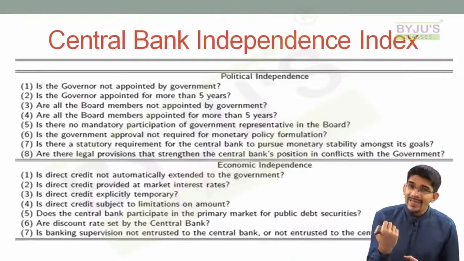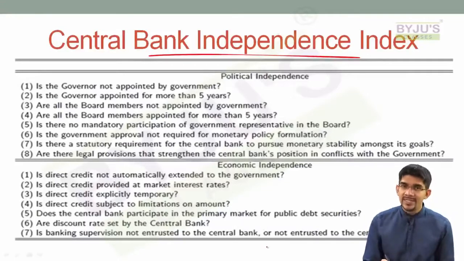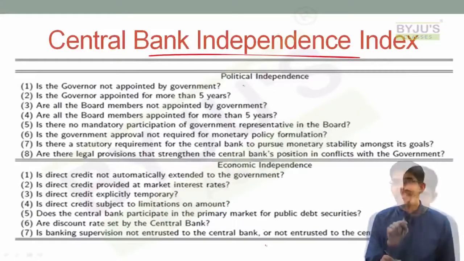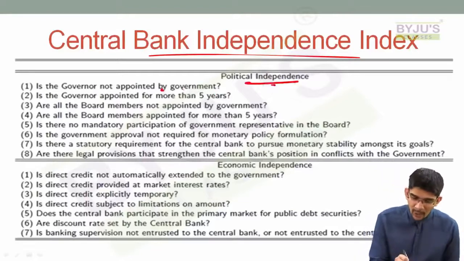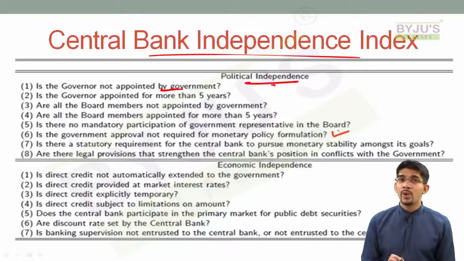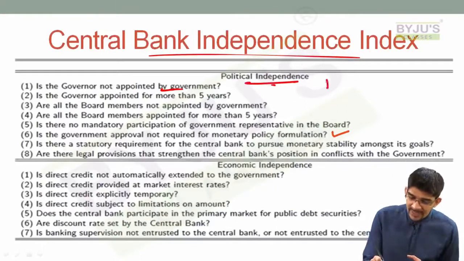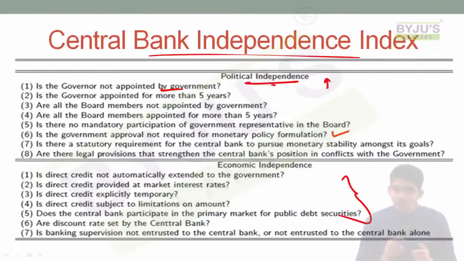So how do we measure central bank independence? We have a central bank independence index in which various questions can be asked to see if the central bank is independent or not. Political independence means appointment, etc. In political independence, the Indian central bank is not completely independent because appointment is done by the government. However, government is not currently part of monetary policy formulation, so their political independence is high in India. Now, if you look at economic independence, it's pretty much high independence in India. So these are the various questions that can be used to understand whether any central bank in the world, in any country, is independent or not.